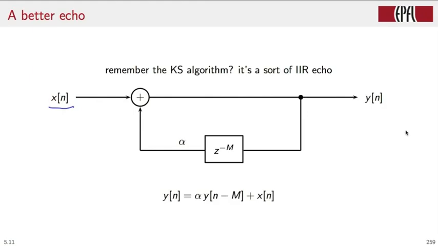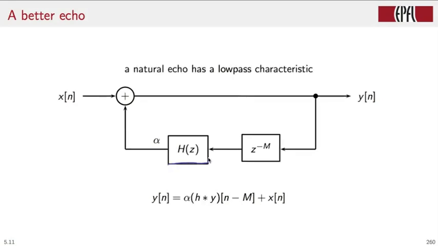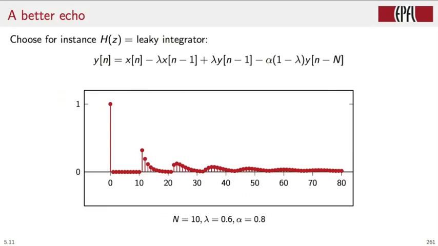In order to introduce the low-pass characteristic of a natural echo, we simply introduce a low-pass filter in the feedback path, and the output at this point can be expressed as the usual decay factor times the convolution of the output and the impulse response of the low-pass delayed by capital M, plus the input. If we choose a simple low pass such as the leaky integrator, we can actually write the constant coefficient difference equation, which turns out to be like that.